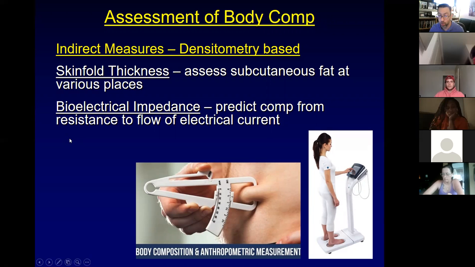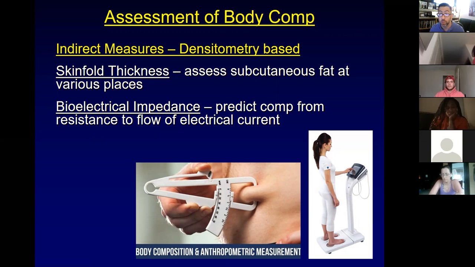Another way of doing it is something that a lot of you guys have probably done. If you go over to the Huff, kind of outside the turnstiles, they have a machine that looks like this. Lots of gyms have them. I assume some doctors' offices have them, but it's a thing that's called bioelectrical impedance. And so what it does is it predicts your body composition from the resistance of your body to the flow of an electrical current through it, okay?